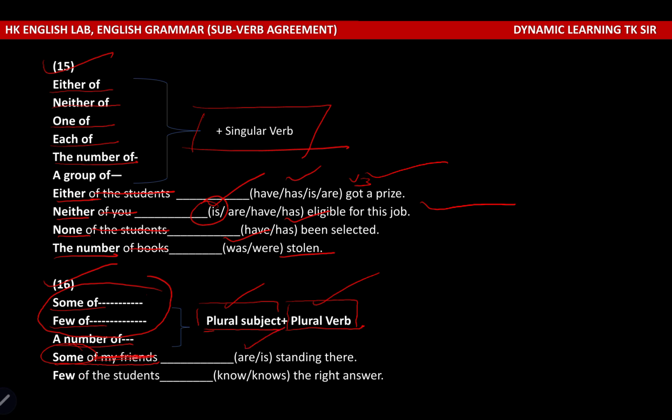Few of the students. It is also few. Few means more than one also. Then what will the right answer be? Not is, because is is singular. Got it?